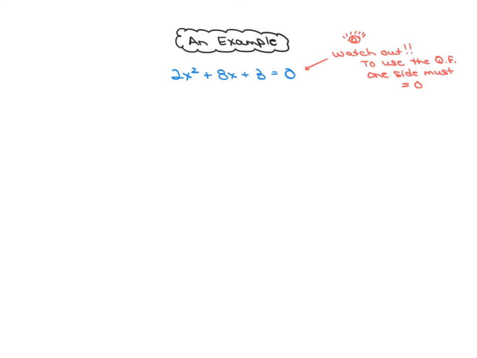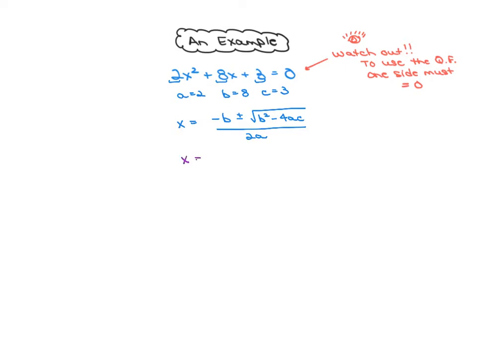All right, my first step is I need to know a, b, and c, and I can just decode them from the equation. A is equal to 2, b is equal to 8, and c is equal to 3. So I can use my quadratic formula. x is equal to negative b plus or minus the square root of b squared minus 4ac, all over 2a. So using the quadratic formula is really a matter of knowing what a, b, and c are, substituting them into the formula, and then doing some arithmetic.